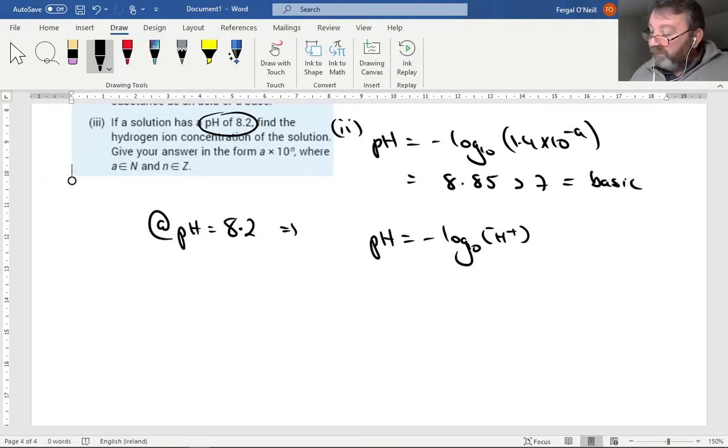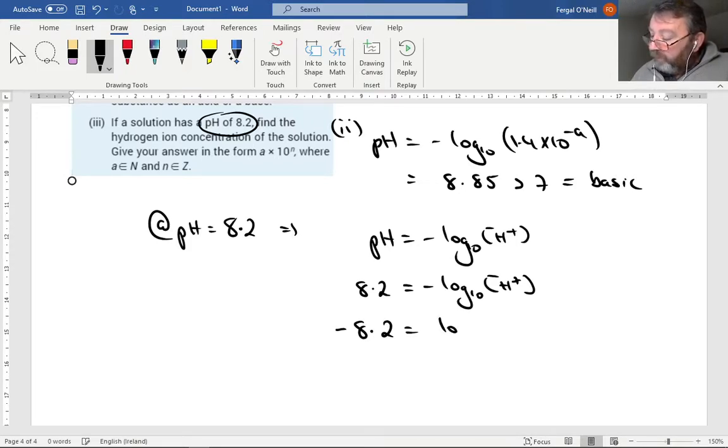So I want to work out the value this time of H+. So I'm going to put 8.2 in here under pH, minus the log to the base 10 of the hydrogen ion concentration that I'm now being asked to find. Okay, first things first. We're going to move in towards this unknown H+. So let's multiply across by -1 and move the minus over the other side. So minus 8.2 equals log to the base 10 of the hydrogen ion concentration.